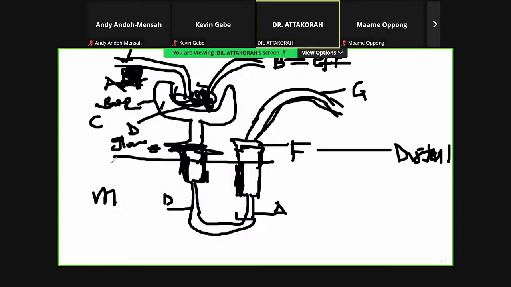And there's this boundary, or junction, which is separating the cortex from the medulla. What is the name of this boundary? There's a boundary that separates the cortex from the medulla. C from M. What is the name?